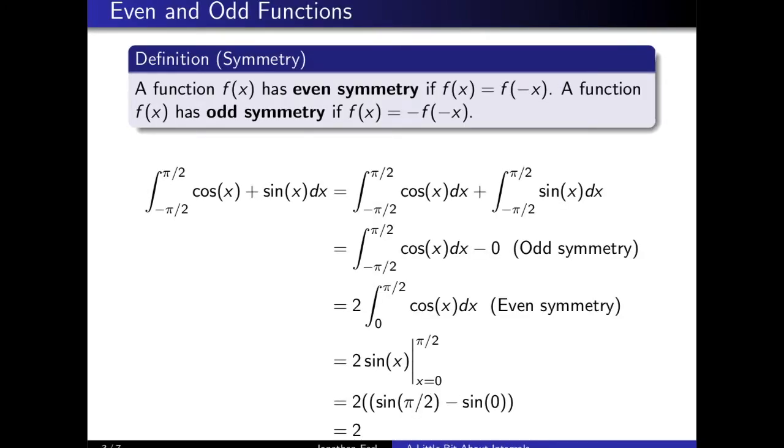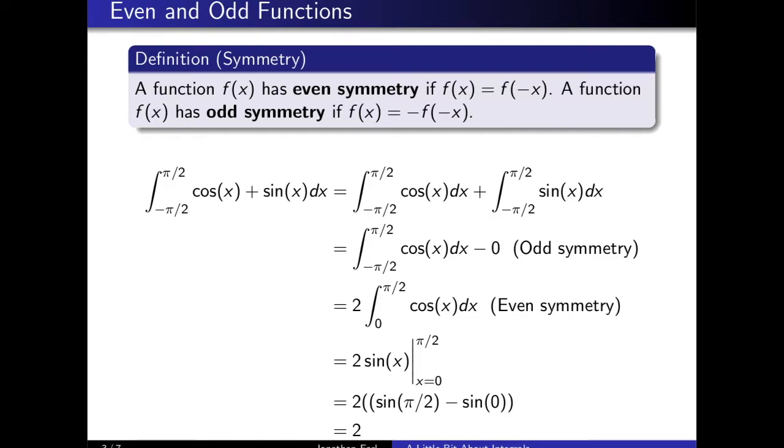For the second one, we're going to do the same kind of thing. We have an even function in cosine, we have an odd function in sine. We'll write our integral as the integral of cosine plus the integral of sine from minus pi over 2 to pi over 2. The sine integral is again going to give us 0 because of the odd symmetry.